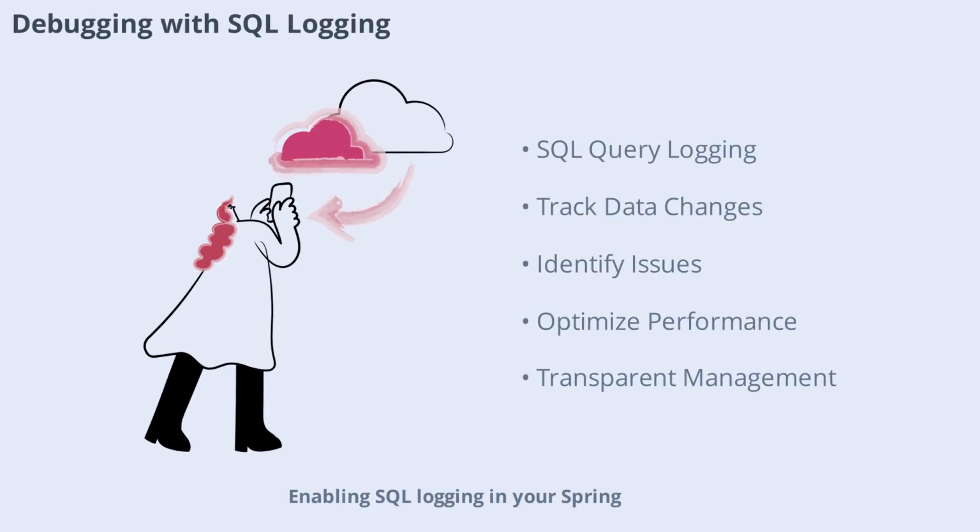Enabling SQL logging in your Spring Boot configuration helps with debugging database operations. By printing SQL queries, you can track data changes, identify issues, and optimize performance. This transparency is essential for maintaining reliable and efficient data management.